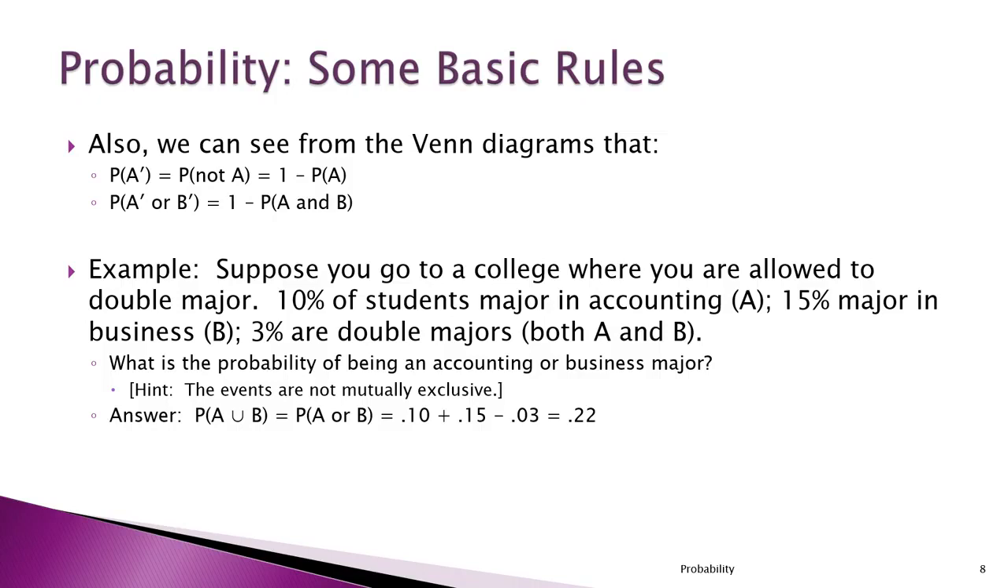So the answer to that is the probability of A or B is 0.10 plus 0.15. Notice we have to subtract the 0.03. And that works out to 0.22. If you didn't subtract that 0.03, you'd be double counting the accounting and business majors, because they show up in both lists. Think of it as 2 lists. The accounting list shows them. The business list shows these 3%. You don't want to count the 3% 2 times, and that's why we subtract it out. So this is a very good illustration of the law of addition.